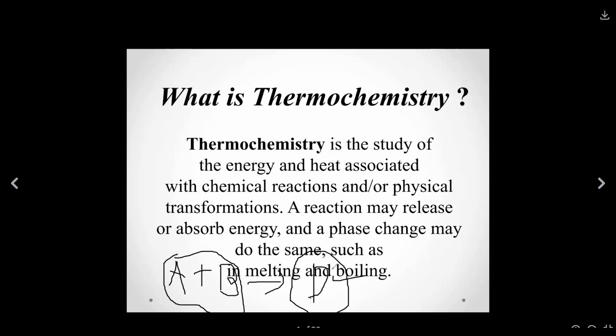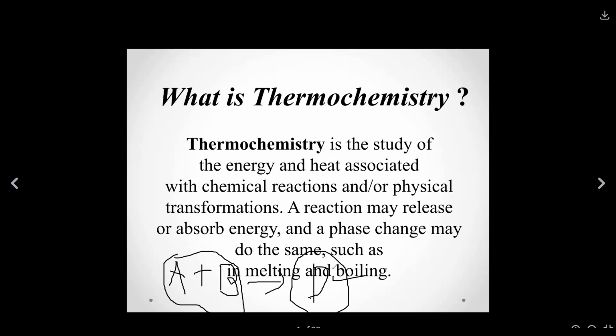So a chemical reaction may release or absorb energy, as I said. In all the reactions that we know from our basic secondary school, whenever we have a reaction taking place, one of these two must happen: either energy is released or energy is absorbed. And a phase change might do the same, such as in melting and boiling.